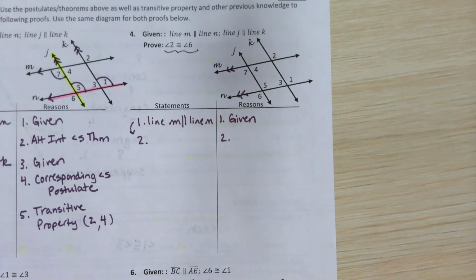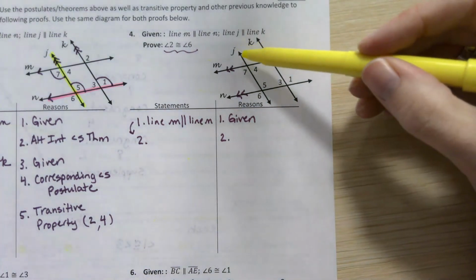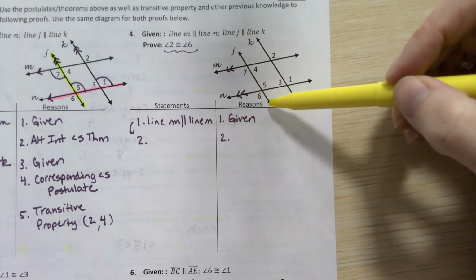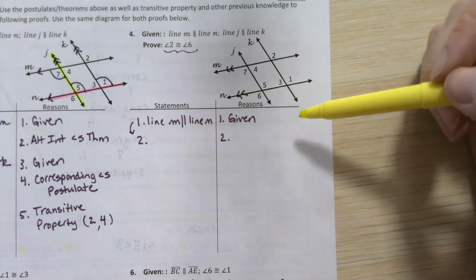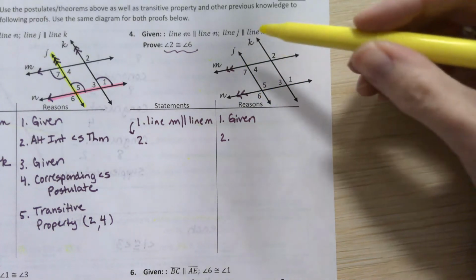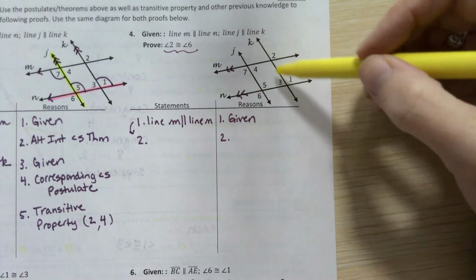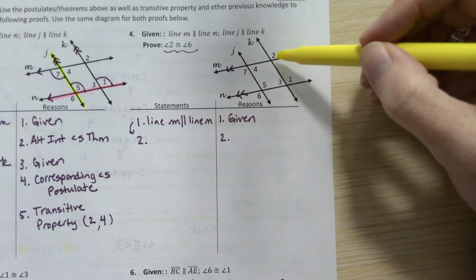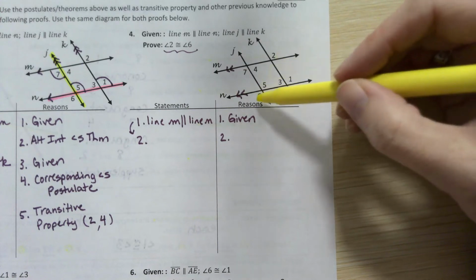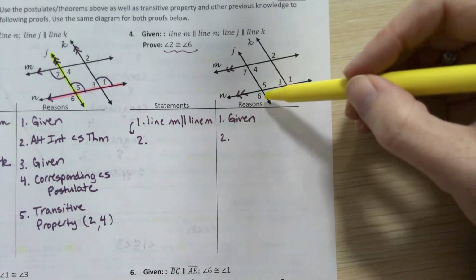So if I stayed consistent to before and use J as the transversal, it looks like I could say something about angle 6 maybe. But if I wanted to switch it up and use K as the transversal, angle 2 is sitting there ready to go. So I don't think, again, it really matters which one we pick.